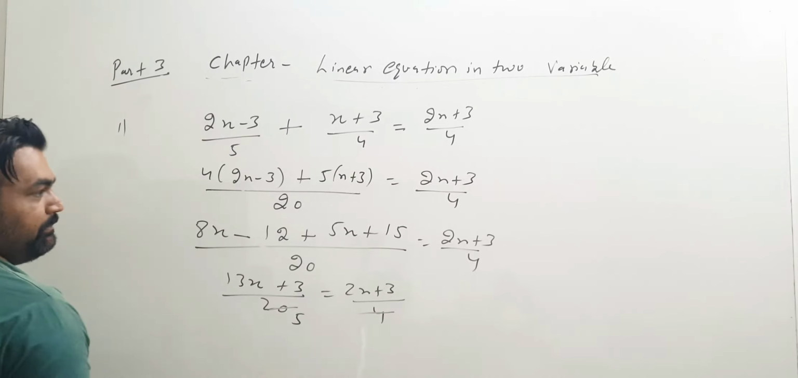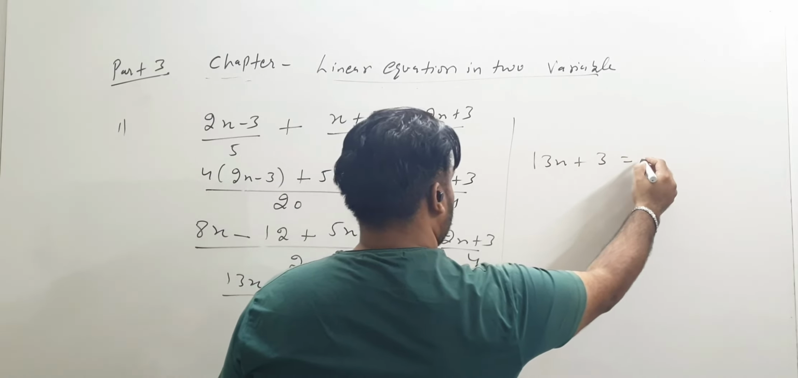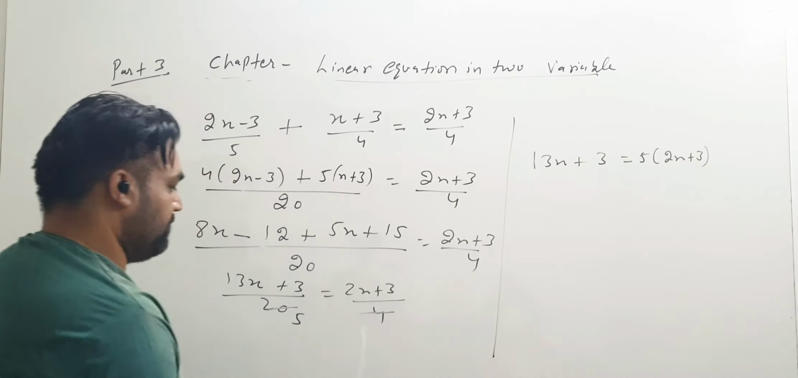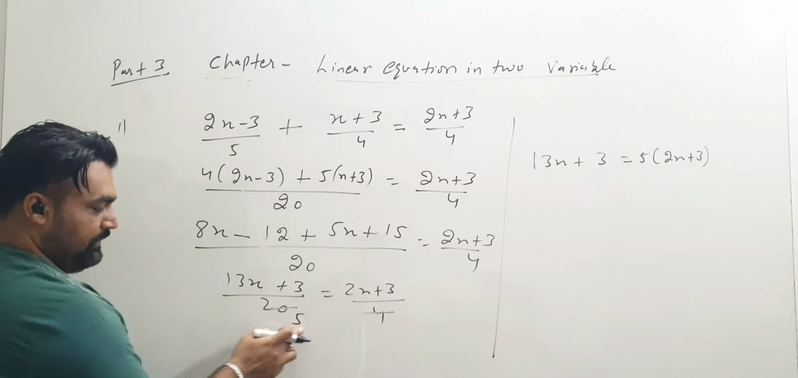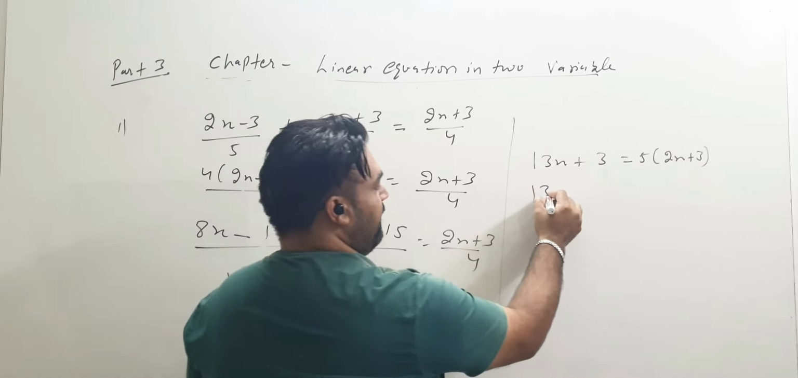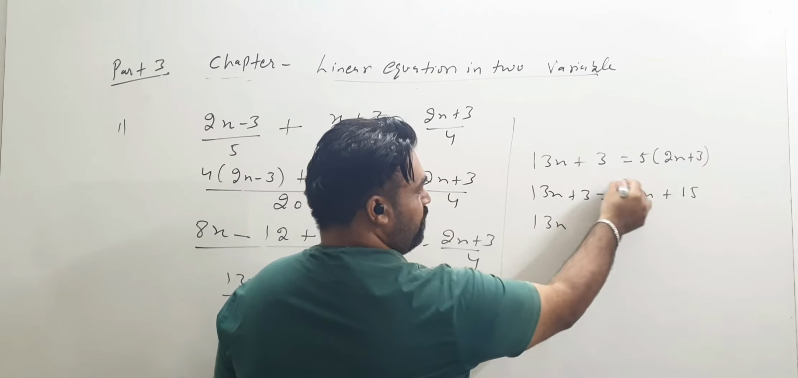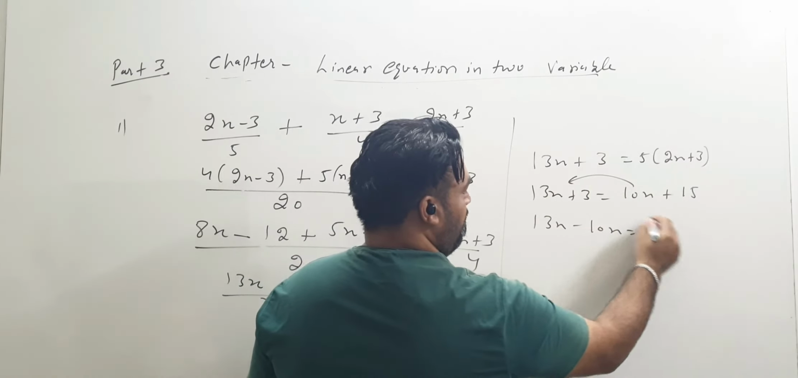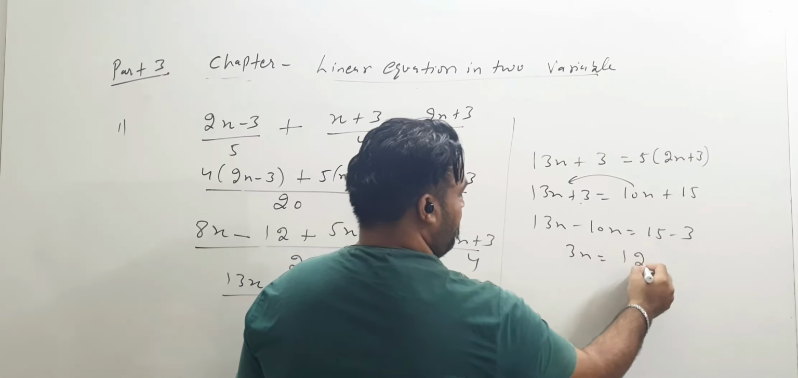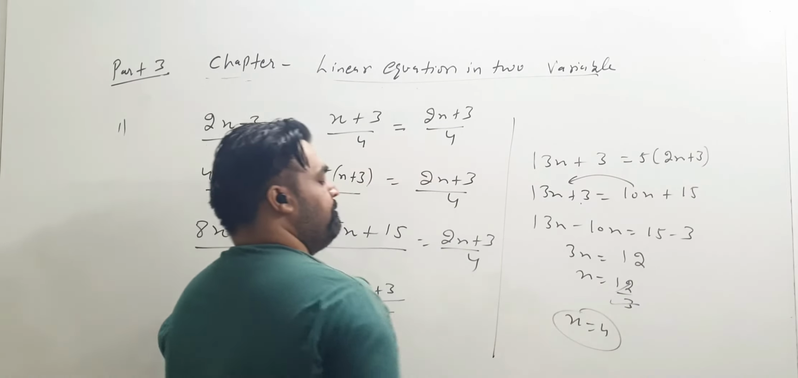ये कट गया 5 पे. अब 13x plus 3 equals to 5 (2x plus 3). क्रॉस मल्टीप्लाई करते हैं. ये 4 कट गया 5 पे, 4 5 में 20 होते हैं, 5 आ गया. 5 को मैंने उधर शिफ्ट कर दिया, वो राइट साइड पे चला गया. अब ब्रैकेट्स ओपन करेंगे, ये बन गया 10x plus 15. x को इधर शिफ्ट कर लेंगे और 3 को उधर शिफ्ट कर देंगे. ये बन जाएगा 3x equals to 15 minus 3, 12. x equals to 12 upon 3, cancel out, x equals to 4.